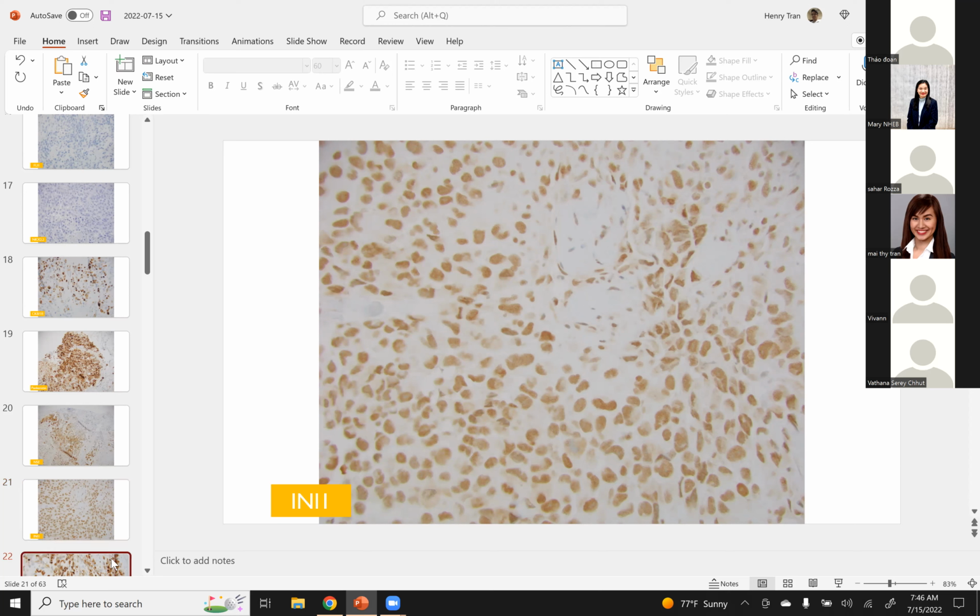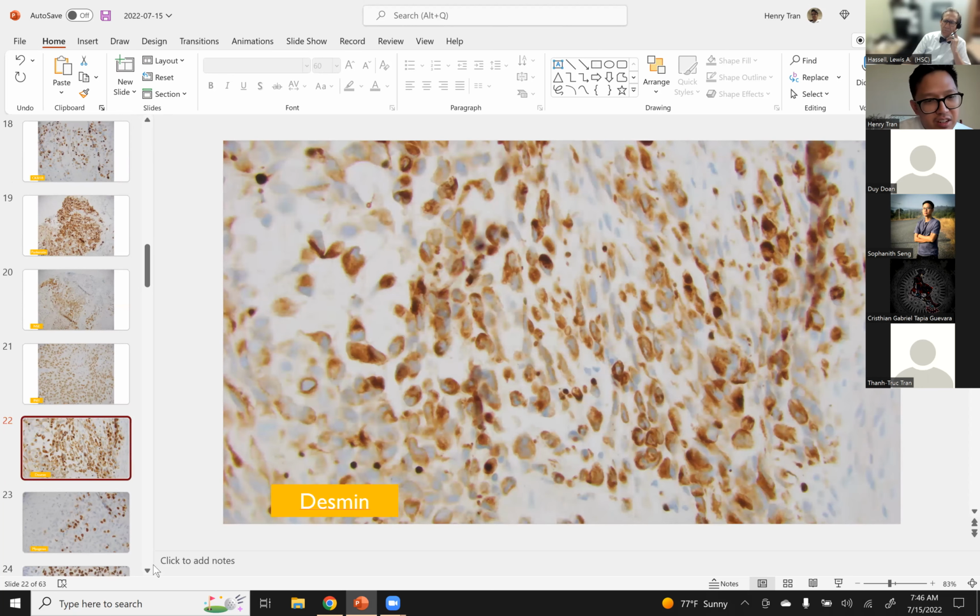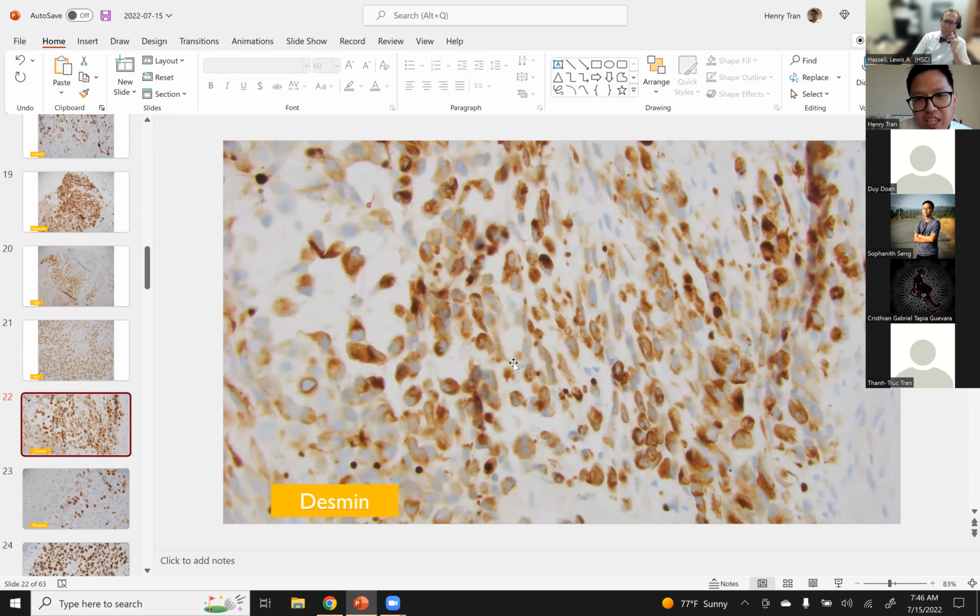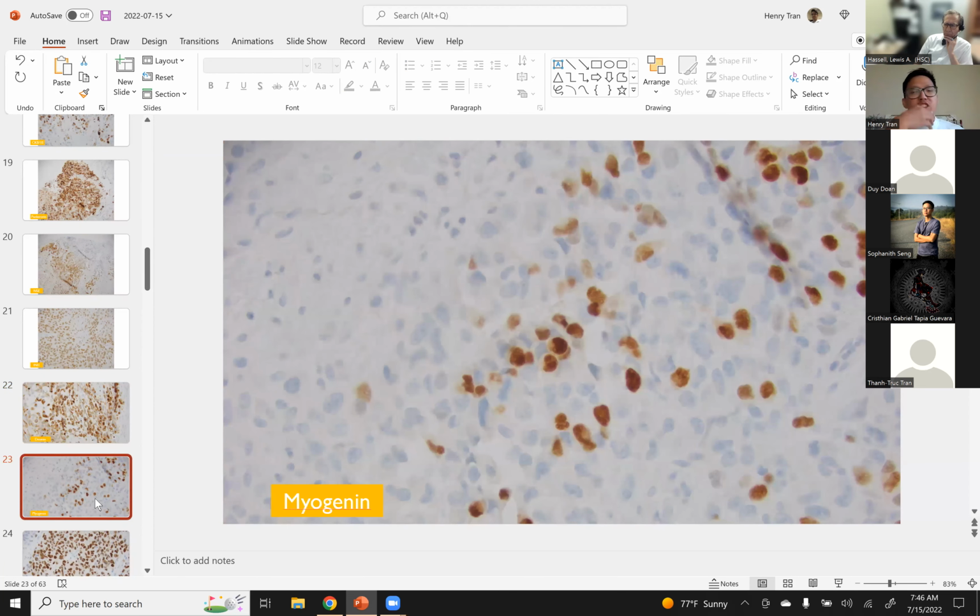And then moving on to the next stain, this is the kicker, so desmin. We have a lot of perinuclear desmin staining. Could this be a carcinoma with aberrant desmin expression? Possibly. And then myogenin is a transcription factor for skeletal muscle differentiation, and it's very commonly used for rhabdomyosarcoma. It's not diffuse, but we do have strong staining in focal areas. And this is pretty representative of that.